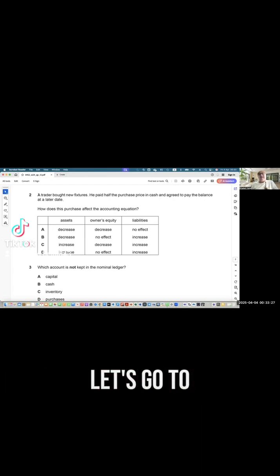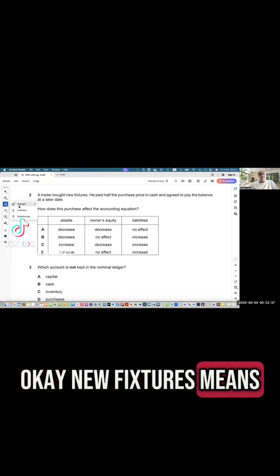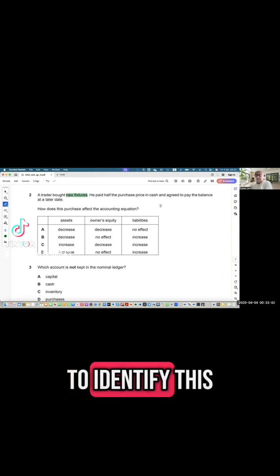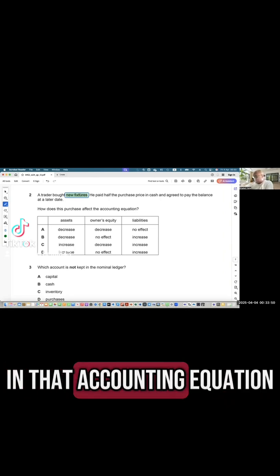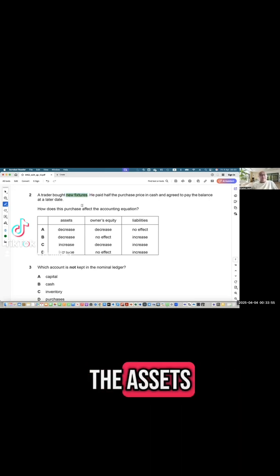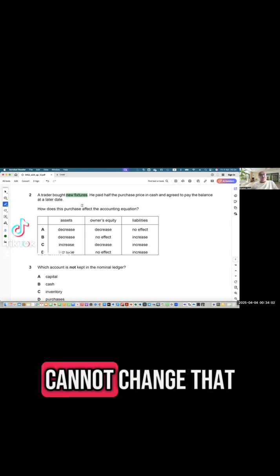Let's go to the variables he's giving us. A trader bought new fixtures. What does it mean, new fixtures? We need to identify this word. We need to identify whether it's assets, owner's equity, or liabilities to put it in that accounting equation. Fixtures and fittings are part of the assets, which is part of the non-current assets. Why non-current assets? Because we cannot change that.